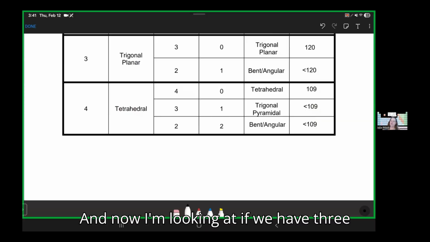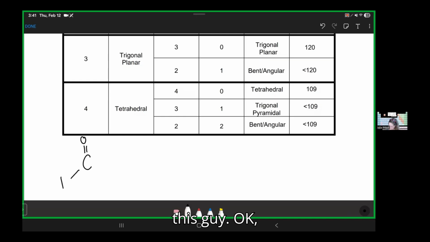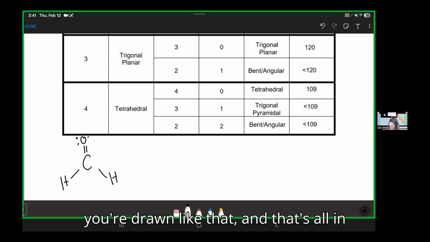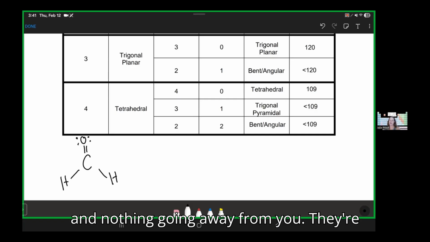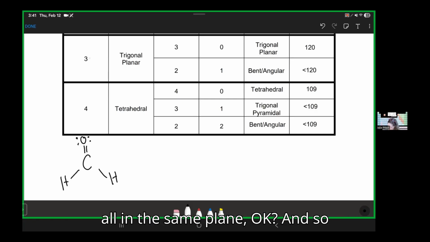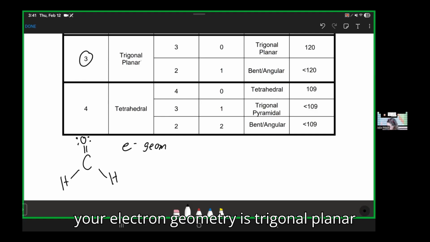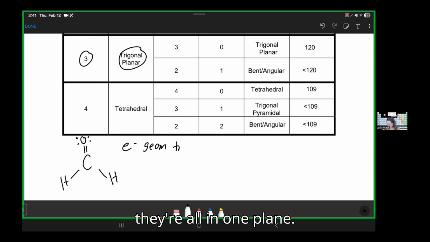Okay, now looking at if we have 3 groups around us. If you have 3 groups around you, you're drawn like that. And that's all in one plane. There's nothing coming at you and nothing going away from you. They're all in the same plane. So if you've got 3 groups around you, your electron geometry is trigonal planar. Trig because it's got 3, planar because they're all in one plane.